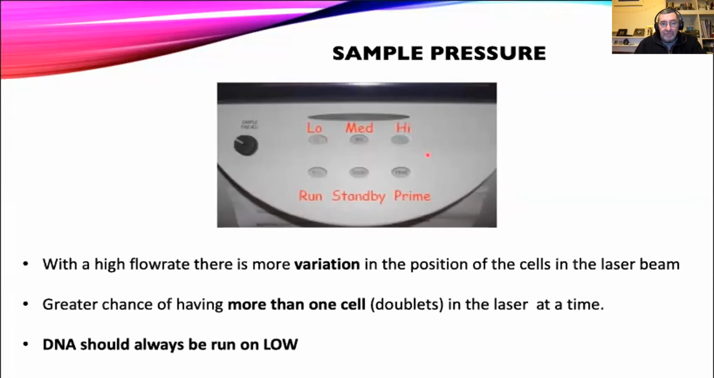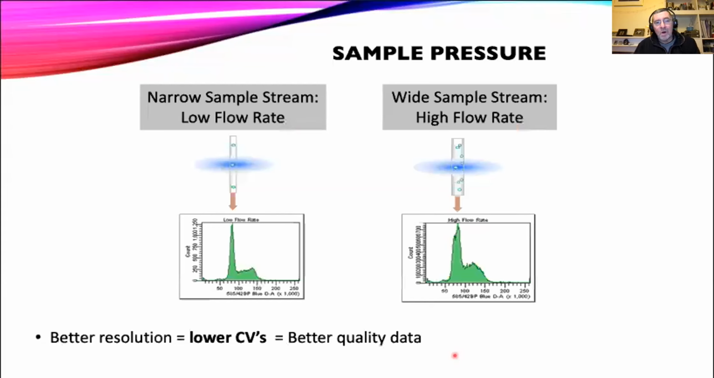But at that high flow rate, we get more variation about where the cells go through the laser beam. So with DNA analysis, we should always be running our samples on low. Occasionally, you'll see in the literature, don't run your DNA samples at more than 500 per second. That's not true. I can easily run 5,000 per second as long as I keep it on low. That's the important thing, because this cartoon shows why.